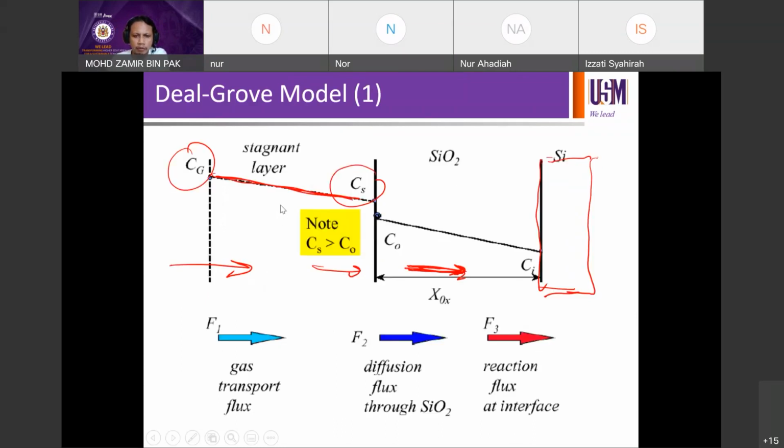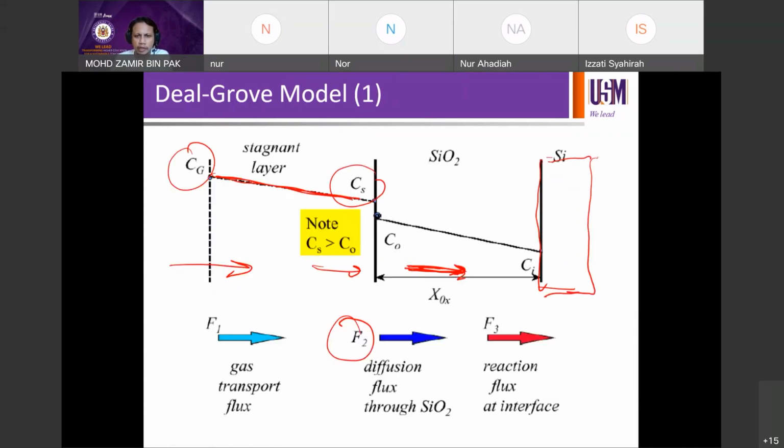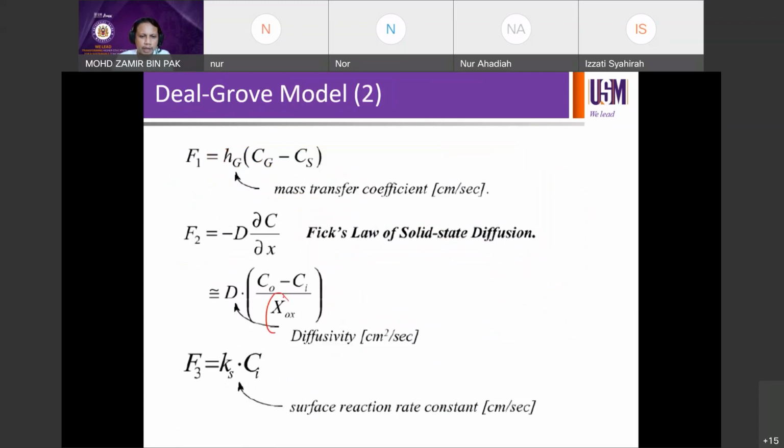And then F2, which is the diffusion flux through silicon dioxide, will be given by negative diffusivity times dC/dx, the concentration gradient. That is also equal to D times C0 minus Ci. Let's have a look at C0 minus Ci, the difference here, over the thickness of the oxide, X ox.